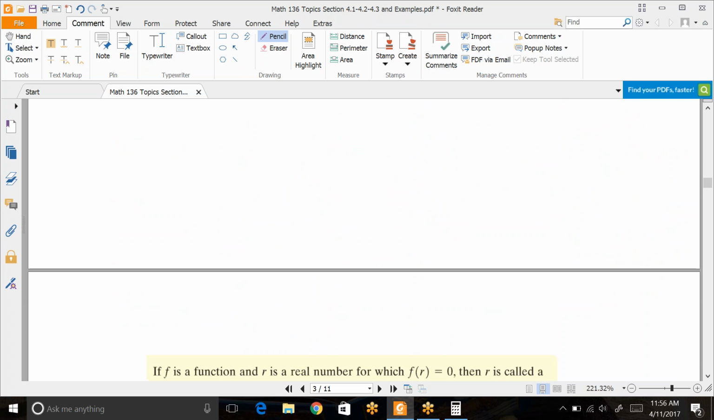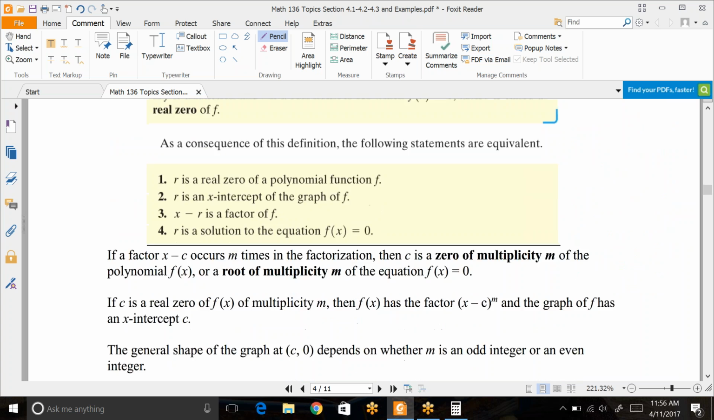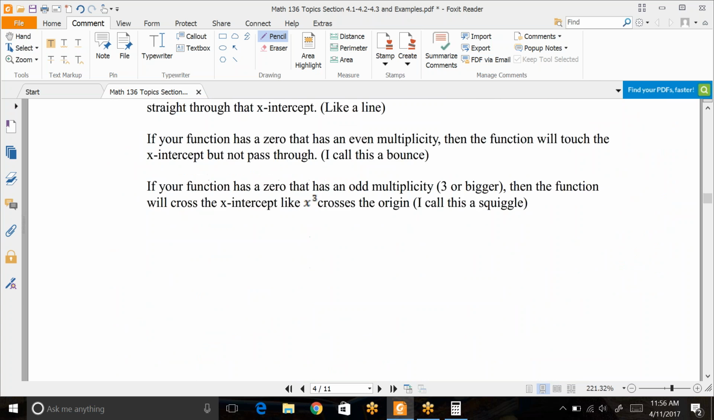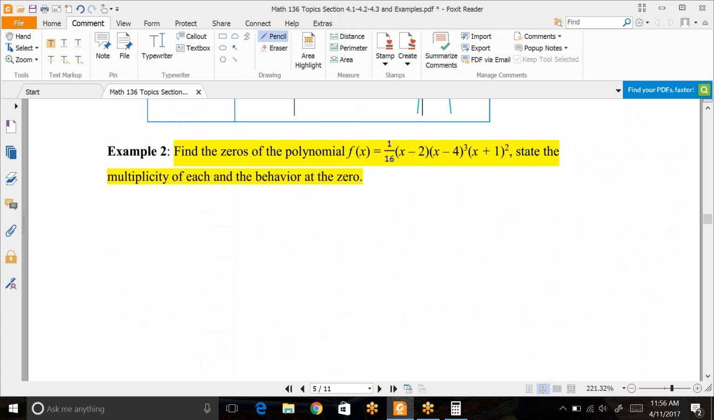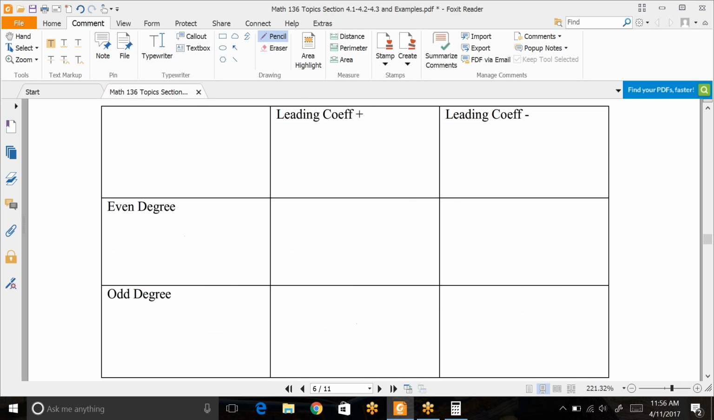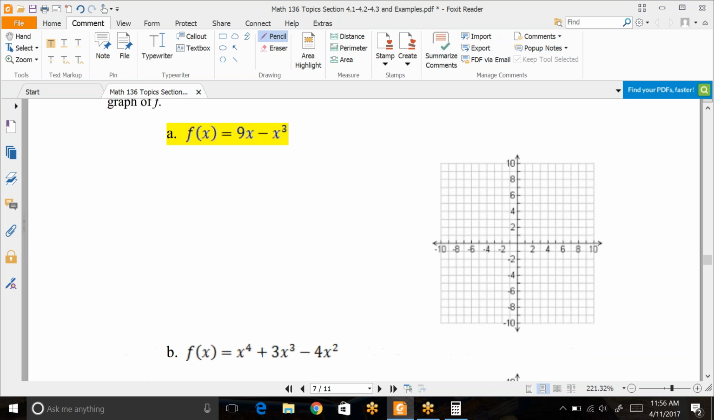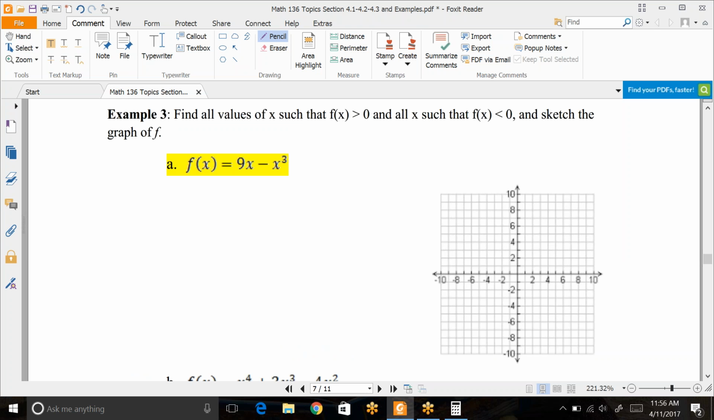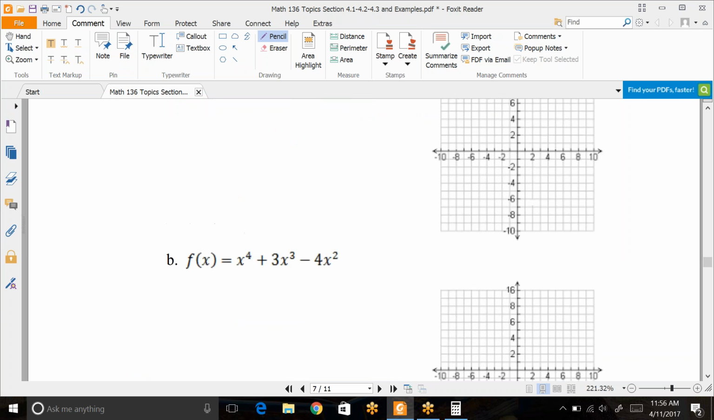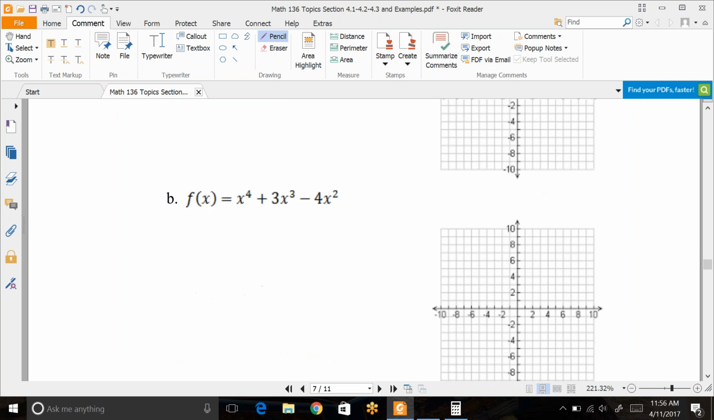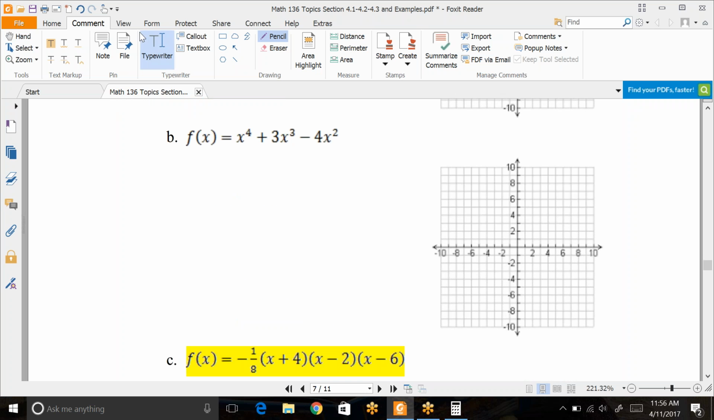Okay, so let's look at what we have next to catch up on. We found the zeros of a polynomial, stated the multiplicity. We did that one in class. We talked about behaviors. So this is just more examples of graphing polynomials that have a degree higher than 2 and figuring out when are they above or below the x-axis. So let's look at this one right here, part B.